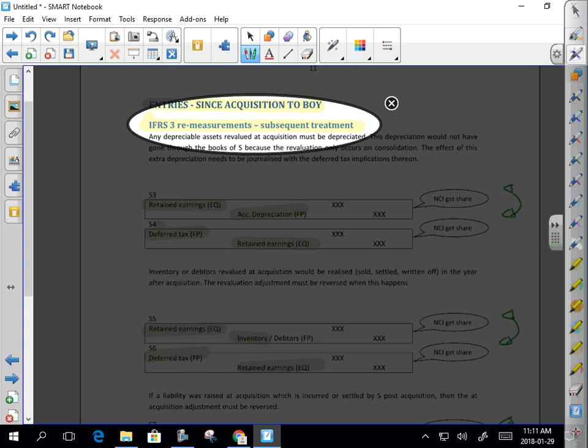PPE, depreciate. Inventory, sell it. Liabilities, maybe you paid, maybe you didn't. What if you hadn't paid the liability? Then just leave it. Maybe next year you pay it. But when you pay the liability, what must you do? You must reverse that adjustment you made at acquisition. All right. So we look at our IFRS 3 remeasurements, those IFRS 3 adjustments, and we consider what to do with them in the period subsequent to acquisition up until beginning of year.